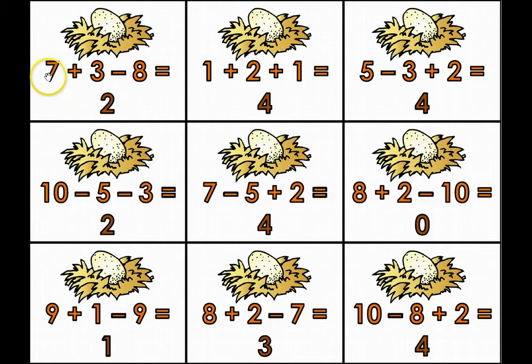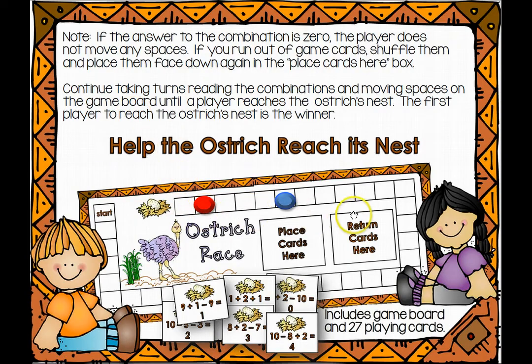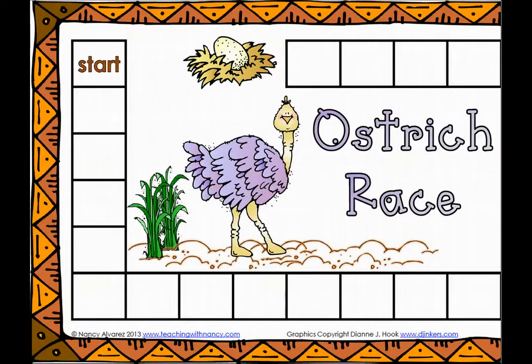What will happen is that one student will choose a card and will read it to their opponent, and the opponent has to solve this in their head and say the answer, and so the answer is here. And then if they get it correctly, then they move that many spaces on the game board. Now some of them have the answer that is 0, and if they get an answer that is 0, then they don't move any spaces. And the person who is the winner is the one that gets to the ostrich egg first, to the nest.